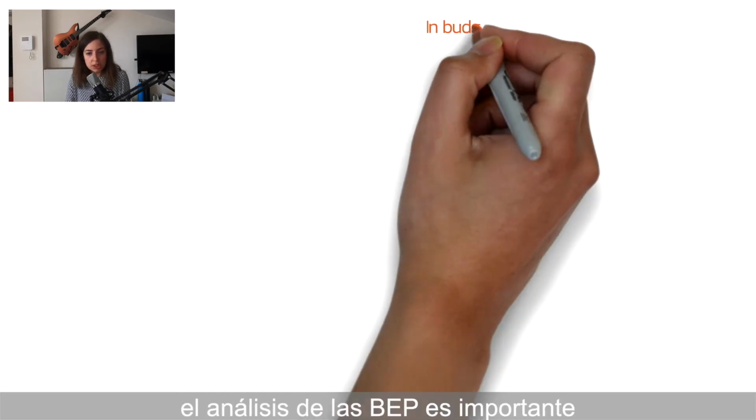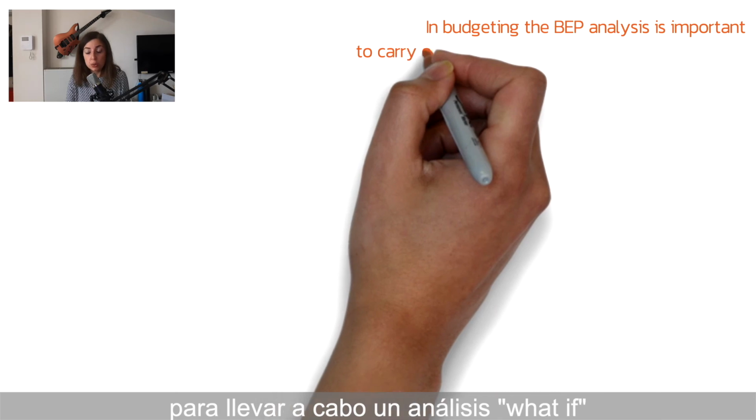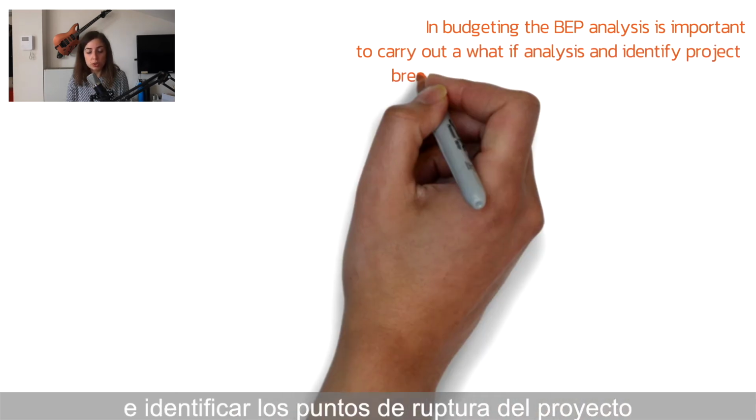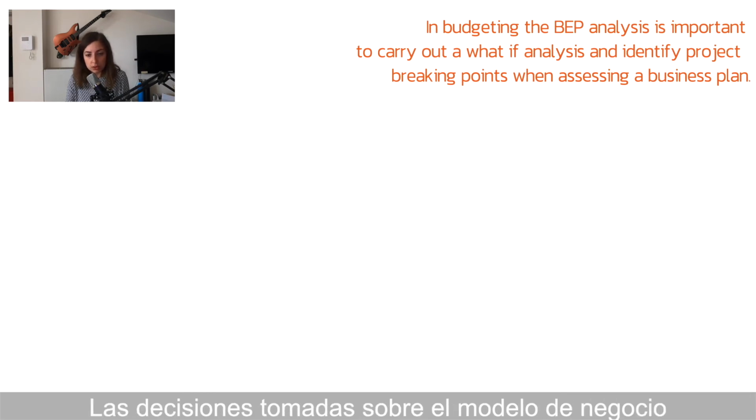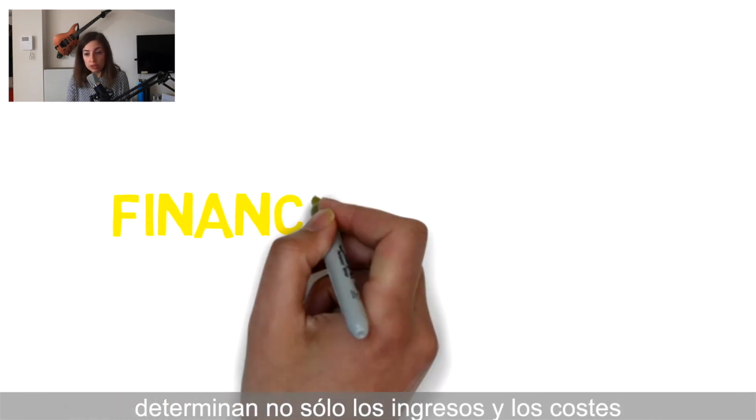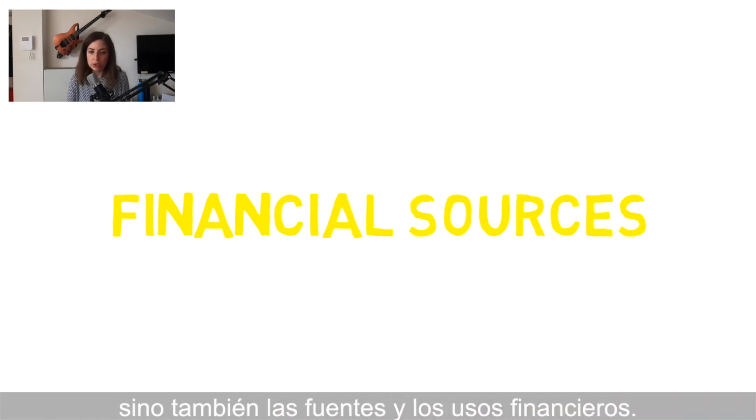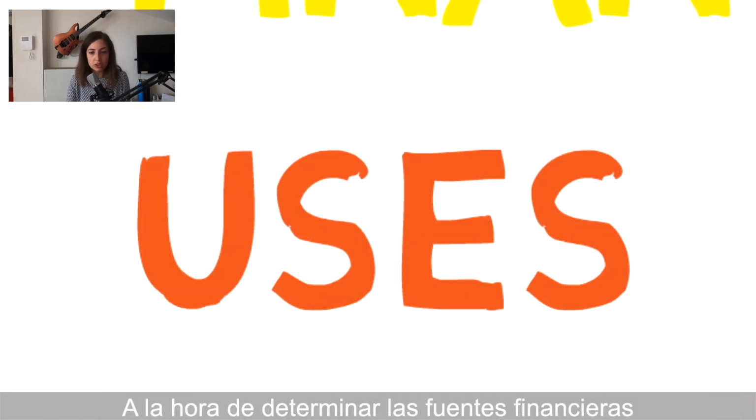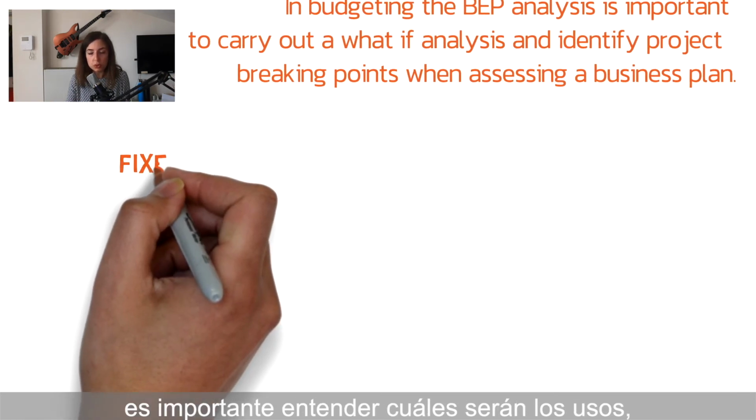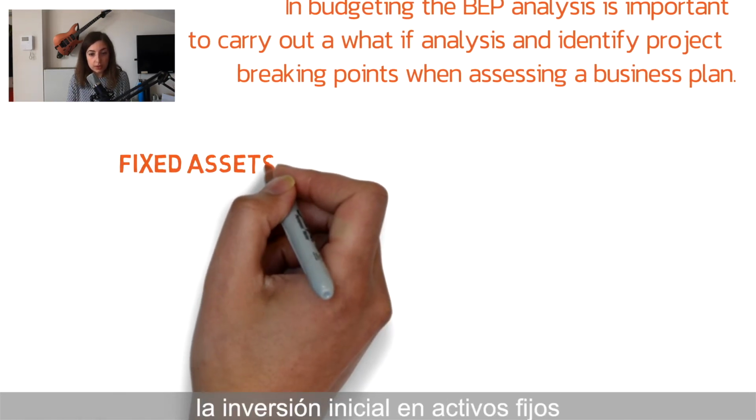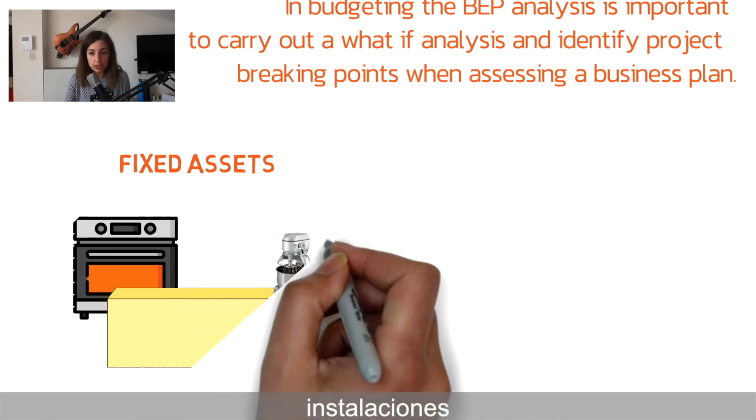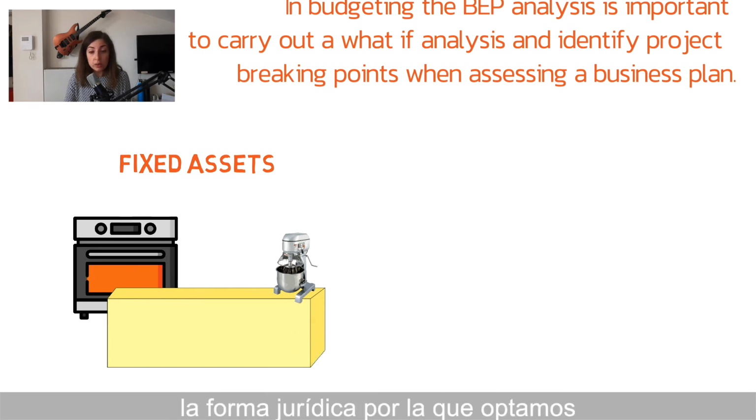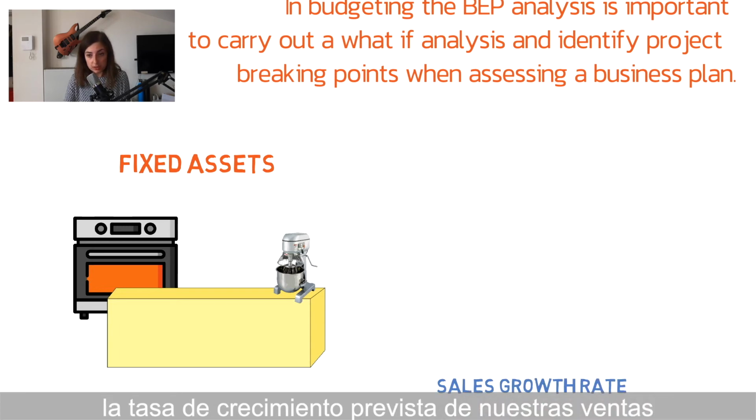In budgeting, the BEP analysis is important to carry out a what-if analysis and identify project breaking points when assessing a business plan. The choices made on the business model determine not only revenues and costs, but also financial sources and uses. In determining financial sources, it's important to understand which will be the uses, such as the initial investment in fixed assets, for example machinery, plant, equipment, the legal form we will opt for, the expected growth rate of our sales.